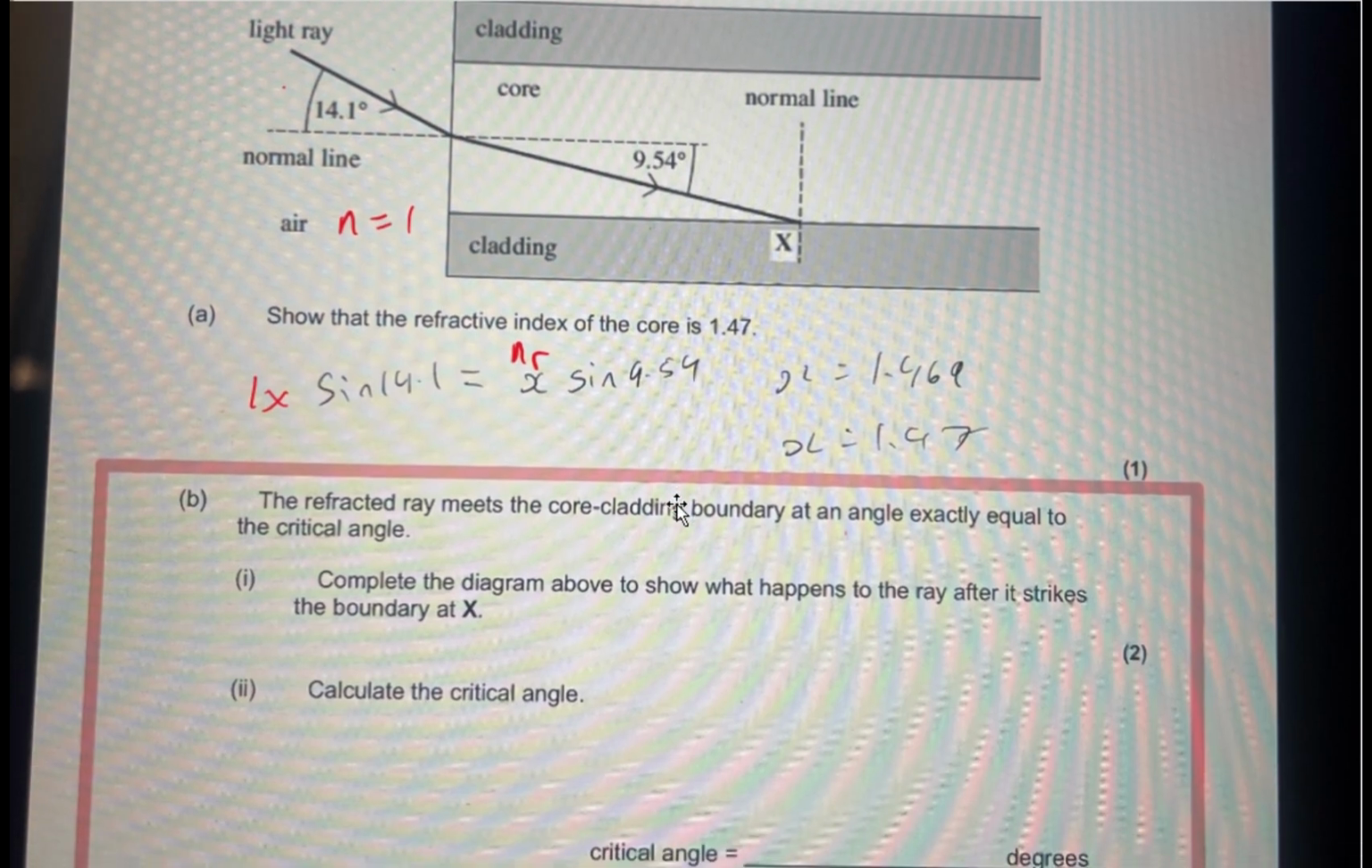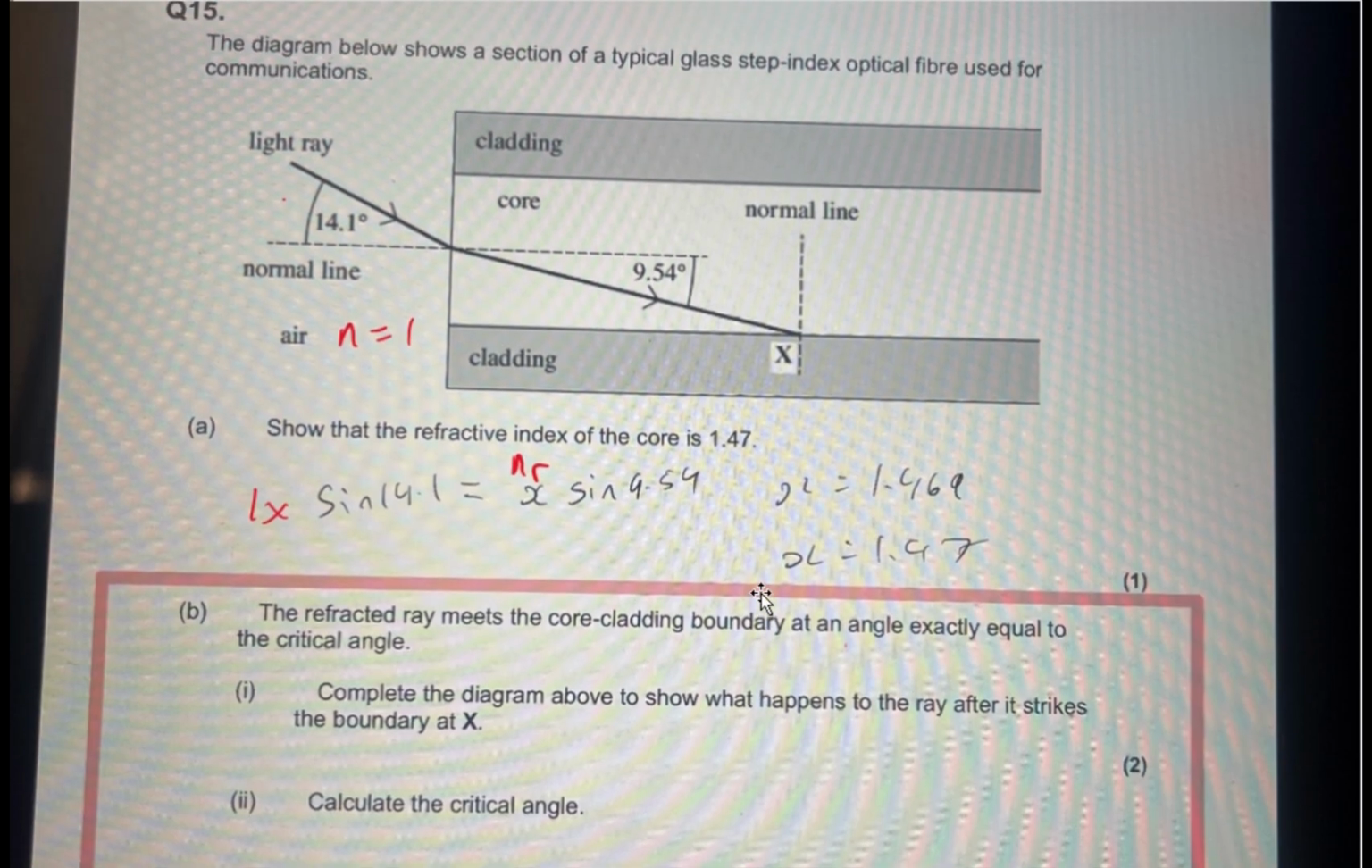Right, so the refracted ray meets the core cladding boundary at an angle exactly equal to the critical angle. So that means this angle here, I, is equal to C. Now, what is that critical angle? We're going to work that out in a minute. First of all, what is the critical angle?